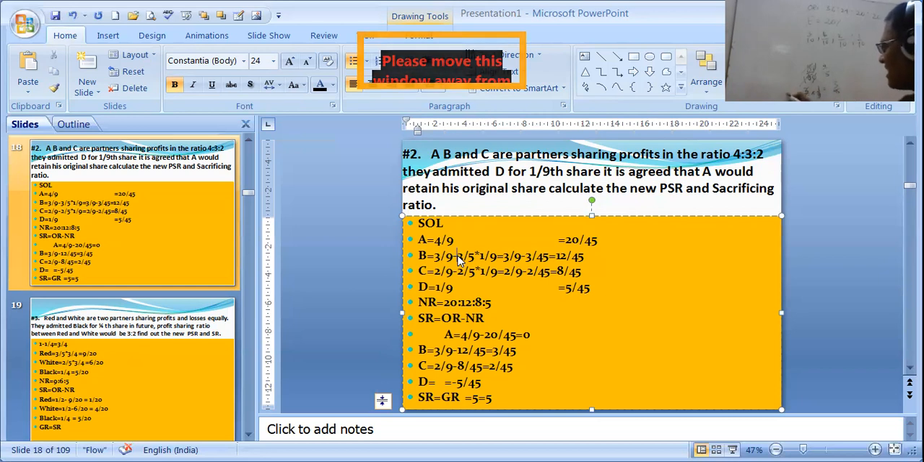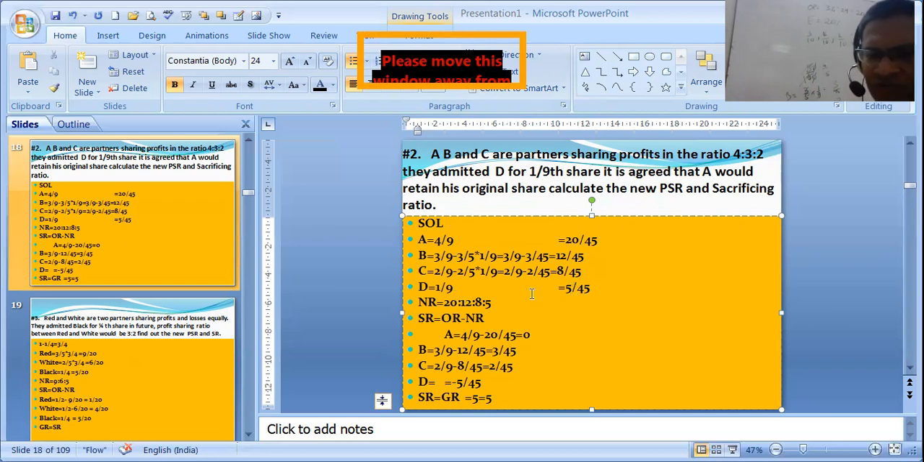And how much is C sacrificing? 2 by 5 of 1 by 9. That is nothing but 2 by 45 is sacrificing. Therefore, B's ratio will become what? As given over there, 3 by 9 minus 3 by 45, and 2 by 9 minus 2 by 45. So the new ratio of B and C is 12 is to 8. And the total new ratio is 20 is to 12 is to 8 is to 5 by 45.